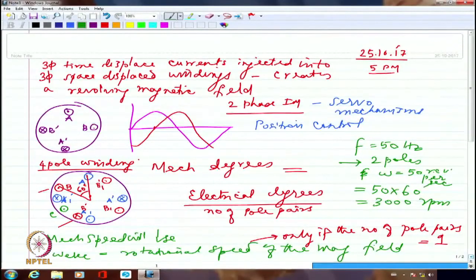Pitch of the stepper motor is fixed depending upon how you have designed it. Okay. So let us, yes.